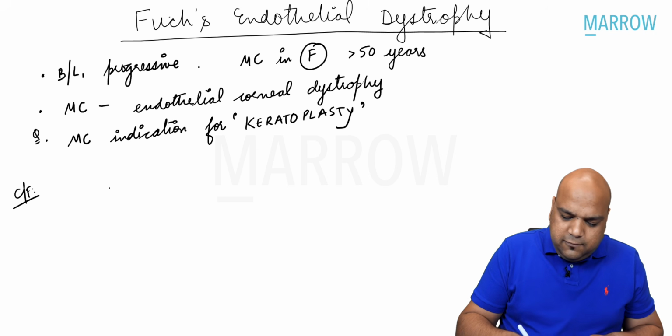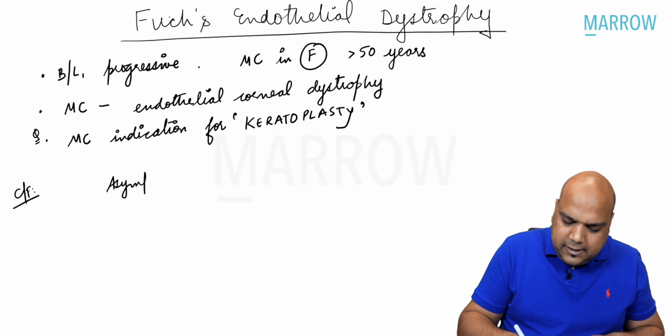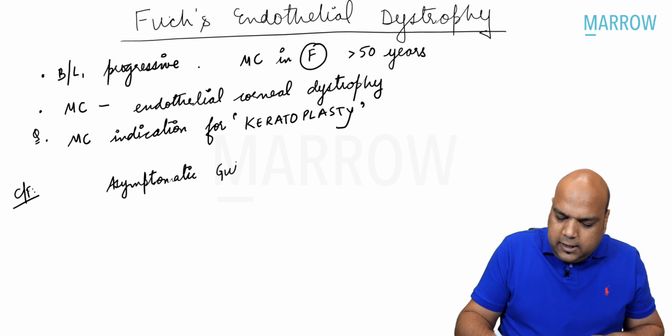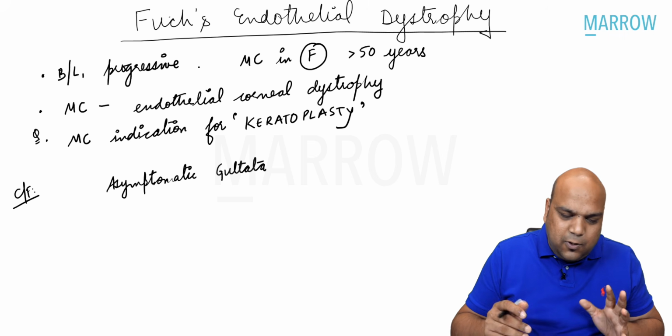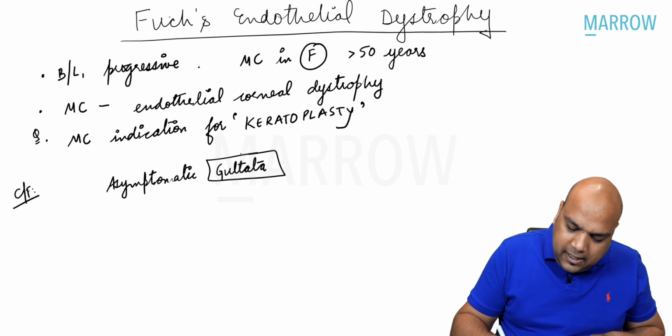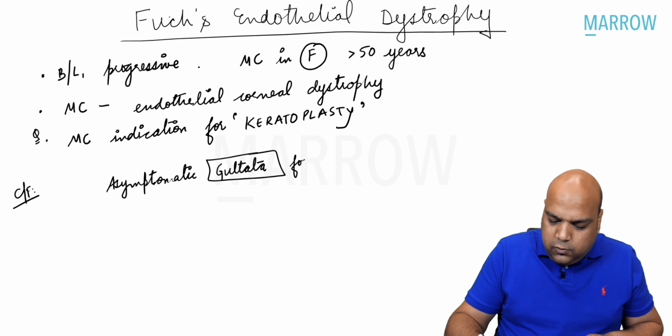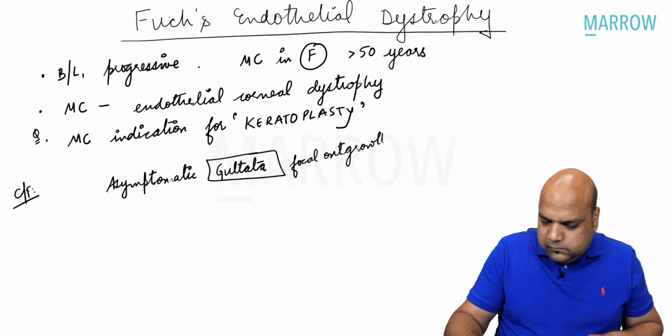Now, if we talk about the clinical features or the signs or the stages in brief, I can say it starts with the formation of asymptomatic guttata. Now, sir, why do guttata form? What are guttata? So I hope you remember through our class, guttata are wart-like excrescences, or I can say guttata are focal outgrowths of Descemet's membrane.